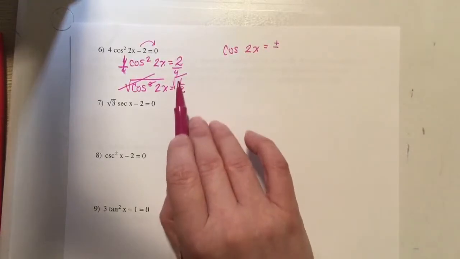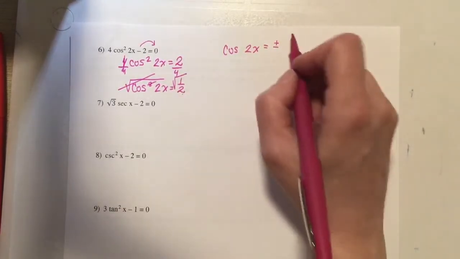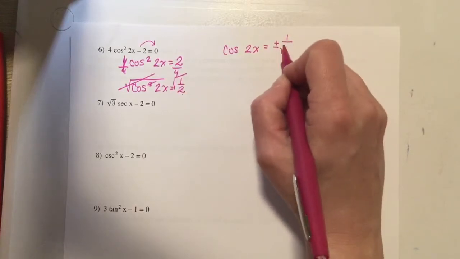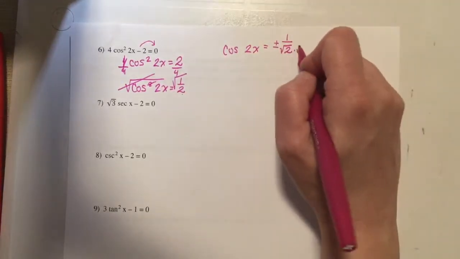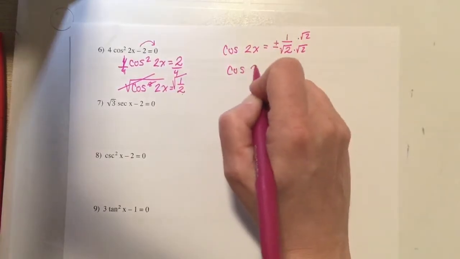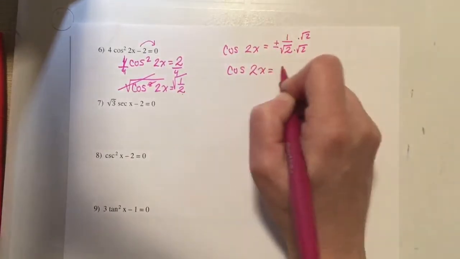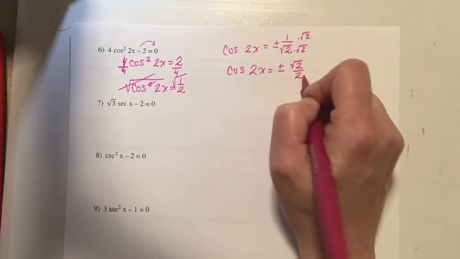If you take the square root of a fraction, remember it's the square root of the top over the square root of the bottom. Square root of 1 is 1. Square root of 2 is the square root of 2. I can't leave it like this, so I have to rationalize the denominator. So cosine of 2x equals plus or minus square root of 2 over 2.